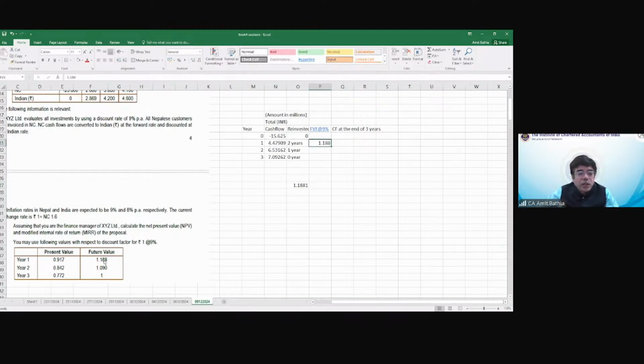So the future value is given at the end of year 1. If you are reinvesting the cash flows, you will have 1.188. You can see over here, it is given in the reverse order, right? So you are given over here 2 years, 1 year, and 0 year. 0 year meaning, obviously, you will have cash flow at the rate of 1, right? So 1.09 and last one is 1. Okay. So what is my cash flow at the end of 3 years? That is 4.47 into 1.188.